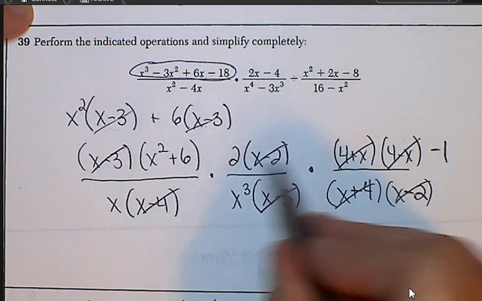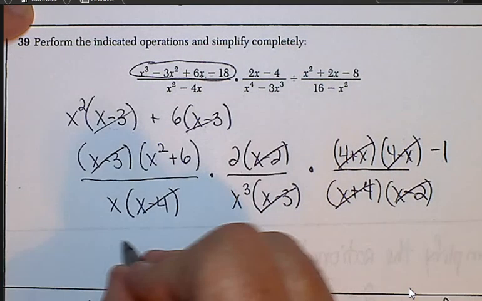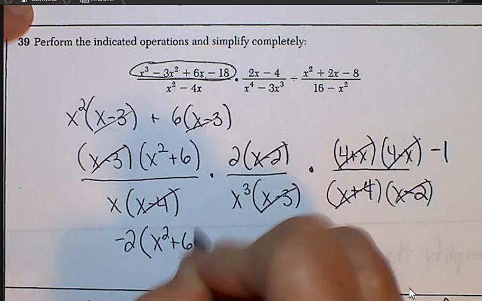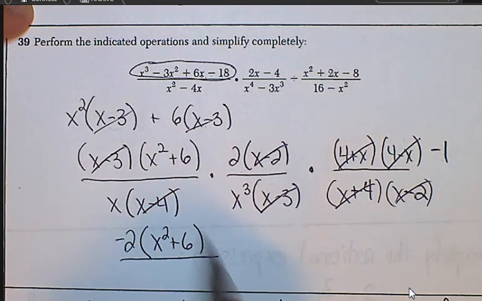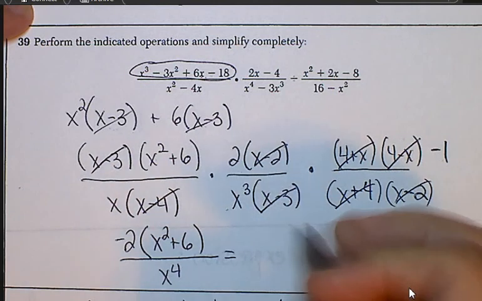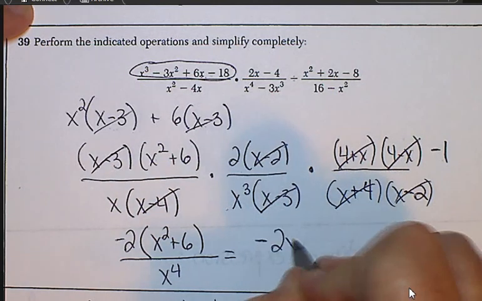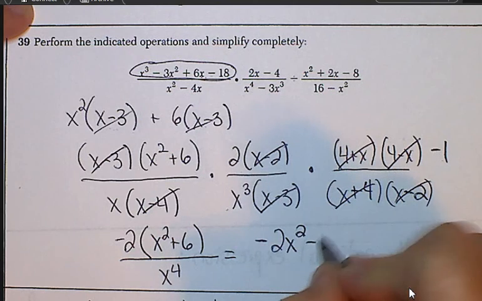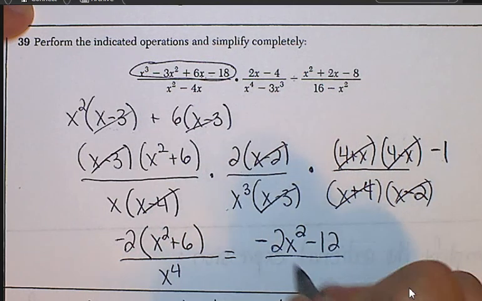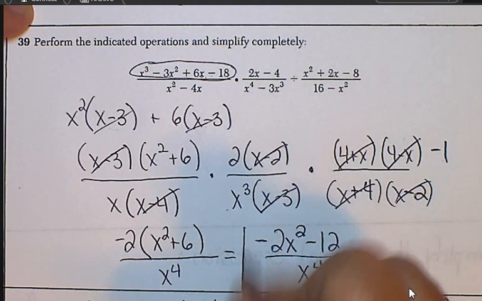So I'm going to take the negative 1 and multiply it by the 2. That's going to give me a negative 2 times x squared plus 6 in the top. And then in the bottom, I have x times x cubed. That's x to the 4th. Nothing else cancels. So I'm going to distribute that negative 2 through. So I get negative 2x squared minus 12 over x to the 4th. And that's the answer.